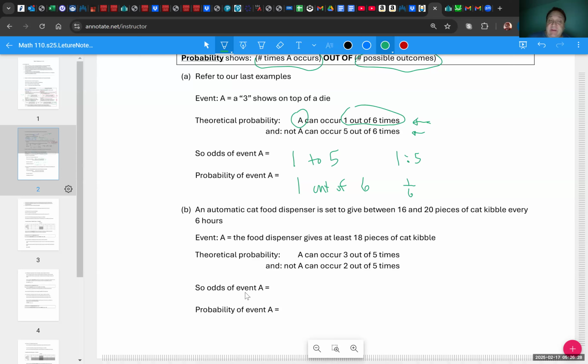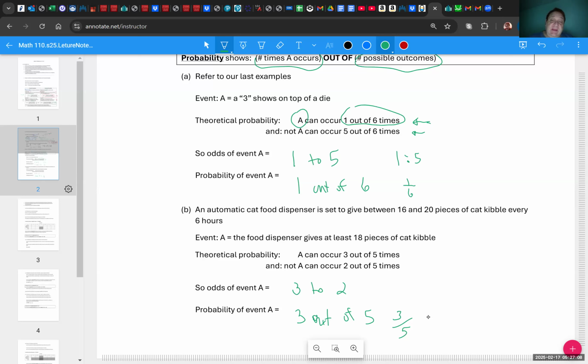So what are the odds of the event happening? If you thought about what that's going to be before I write it, it's going to be 3 to 2. It's the number of ways A can occur, which is 3, to the number of ways A does not occur, 2, so 3 to 2. And the probability, well, that is 3 out of 5. So there's another example of the difference between odds and probability.